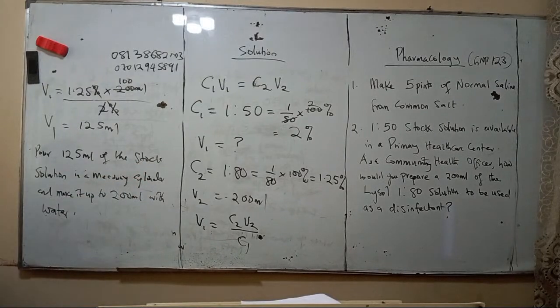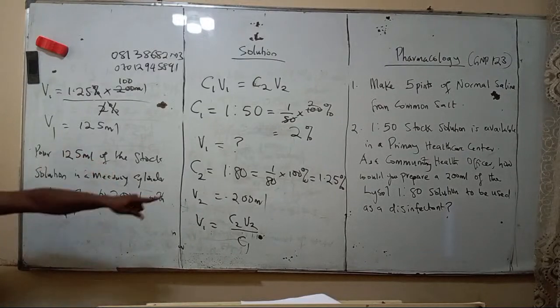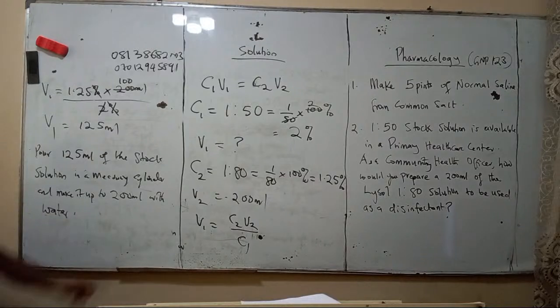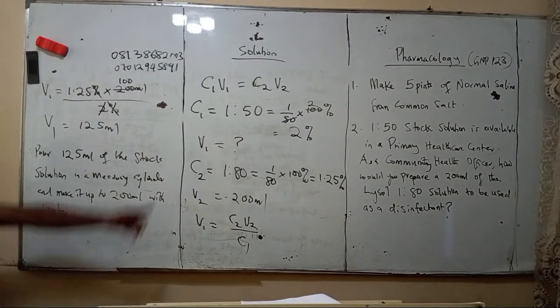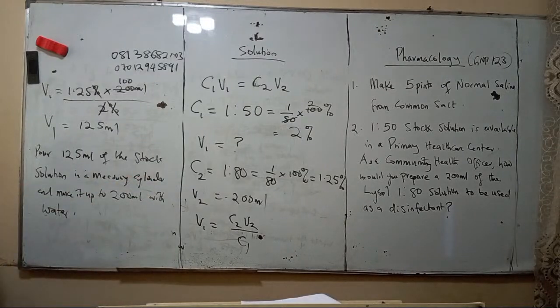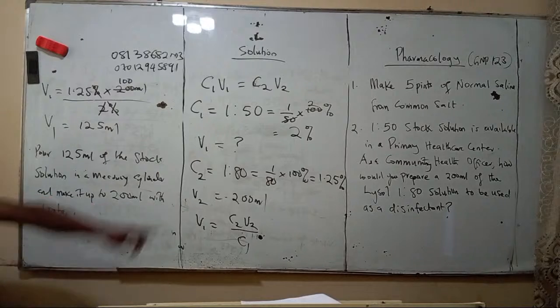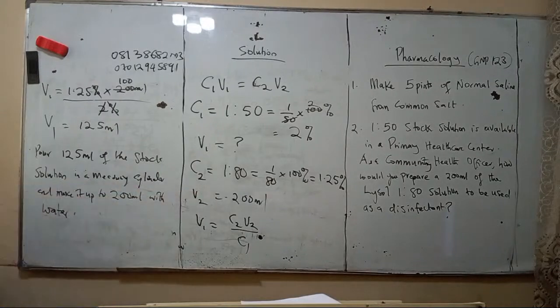Then C2 is the volume of the diluted Lysol you use for the disinfectant. But it's in 1 in 80. We move it to what? Percentage strength. It becomes 1.25%. Then V2, they give us V2 here as 200 ml.